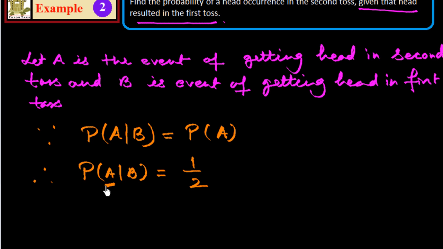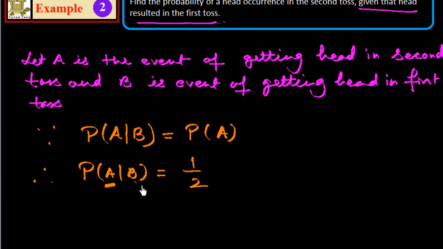If we have to find the probability of A given B, it would always be equal to probability of A. If we have to find the probability of B given A, then it would be equal to the probability of B. Whatever probability we have to find, it would always be the same.